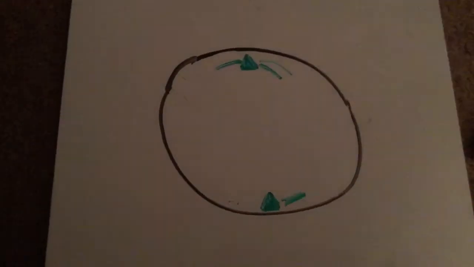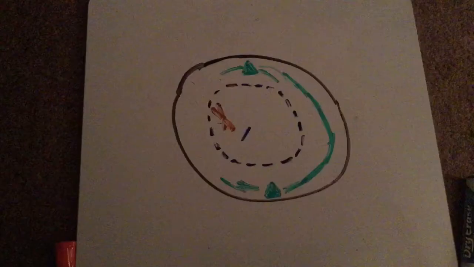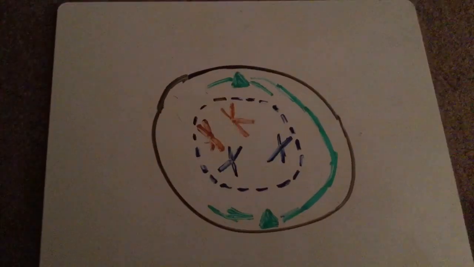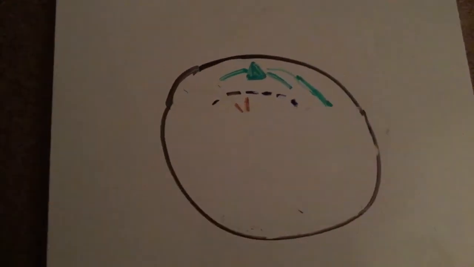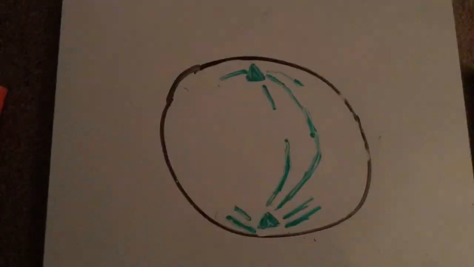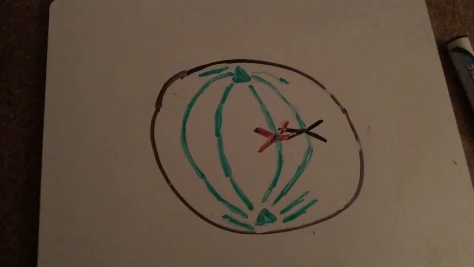In late prophase, the centrioles and asters are at opposite poles. The nucleolus and nuclear membrane have almost disappeared. The double chromosomes, their centromeres attached to spindle fibers, line up at the mid-cell in the metaphase.